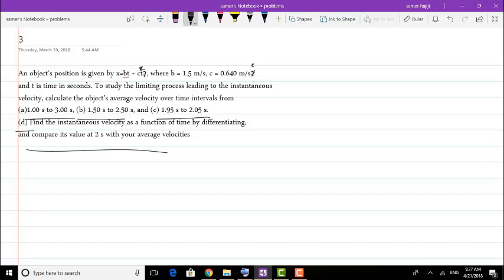So we need to find the average velocity over the given time intervals. Let's find, so we need to use this relation, V average equals x2 minus x1 over t2 minus t1. So we need to find x for each time given here.